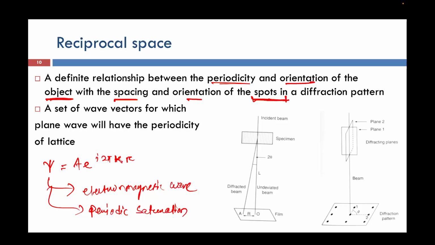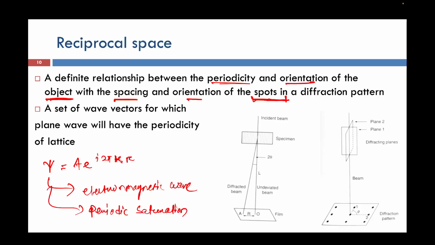Okay, so that is why this is the set of wave vectors for which the plane wave will have the periodicity of the lattice. My lattice will be having periodicity and this wave vector will be representing that. Okay, and coming to the reciprocal space, this is a specimen and you can see r is the distance of the spot from your direct beam, or the undeviated spot.